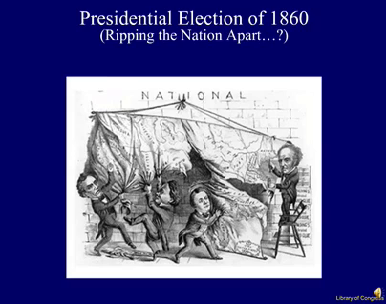This political cartoon from the election of 1860 captures some of the chaos associated with the election. There were 4 candidates in the election, and each is portrayed in the image. The candidates appeared to be ripping the nation apart during this national election.